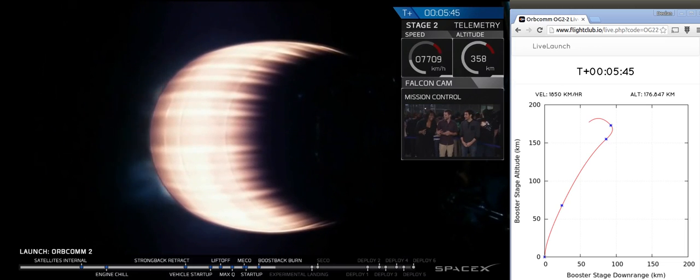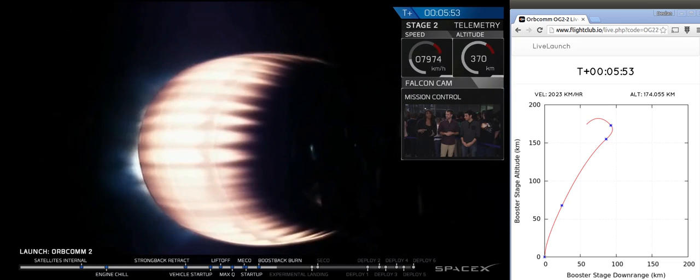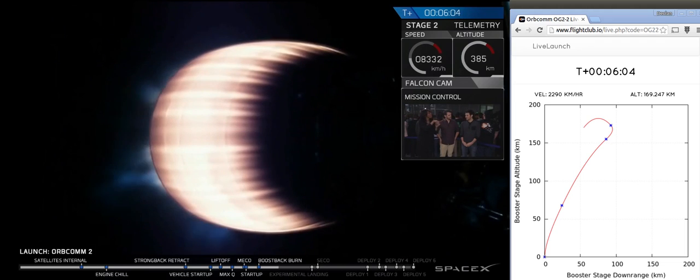Everyone's really excited. A lot of energy. Yeah, that boost back burn is really important because it reorients us back down to the launch site, back down to landing zone one, as opposed to normally after the second stage separates from a rocket, that first stage will continue on a sort of ballistic trajectory and crash into the ocean, but we are coming back to land.